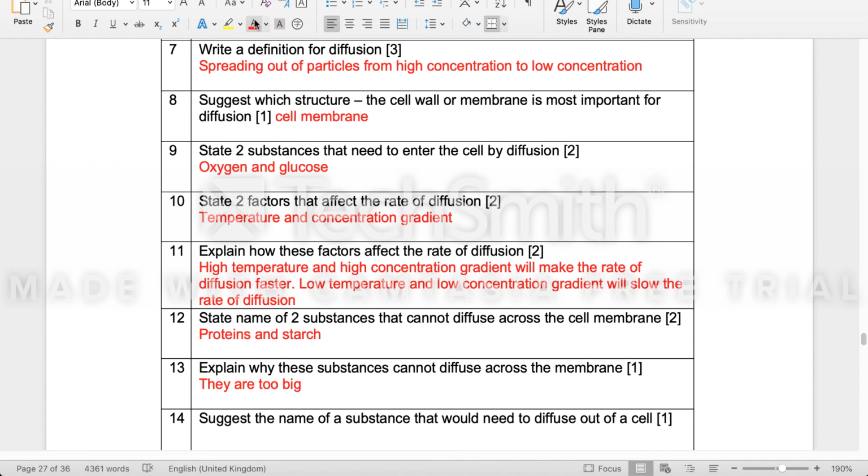Okay. And the last one, suggest the name of a substance that would need to diffuse out of a cell, and that would be carbon dioxide, because when your mitochondria are working, they're taking in oxygen and they're putting out carbon dioxide as a product. Same thing as how you need to breathe, your mitochondria needs to breathe as well to create energy.